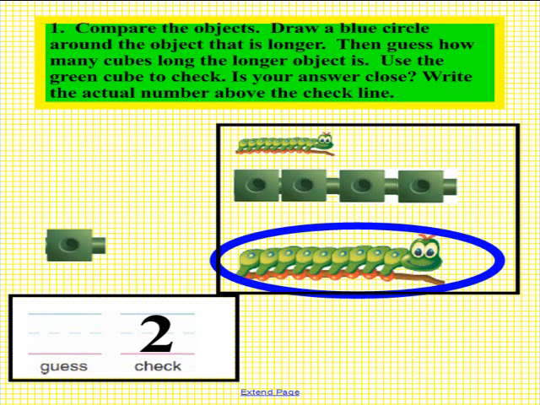Outstanding. If you would please, have another student come up to the smartboard. And while they're doing that, please pick up an eraser and erase your answer here and here.